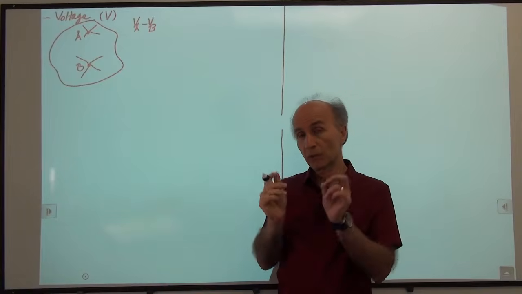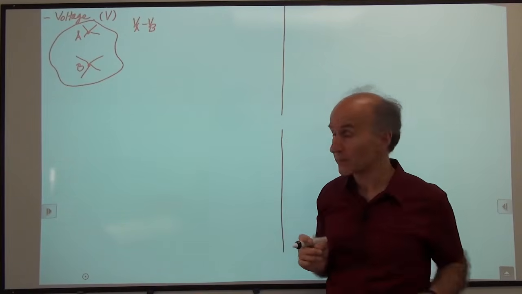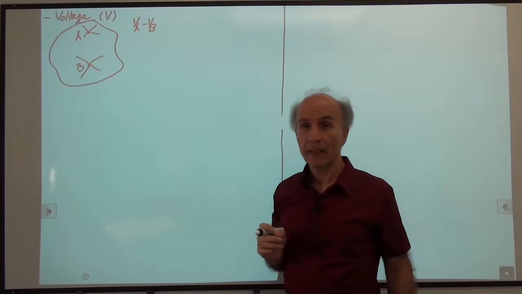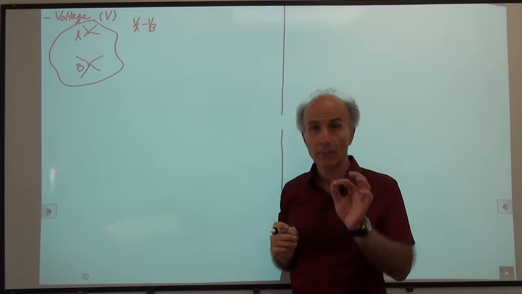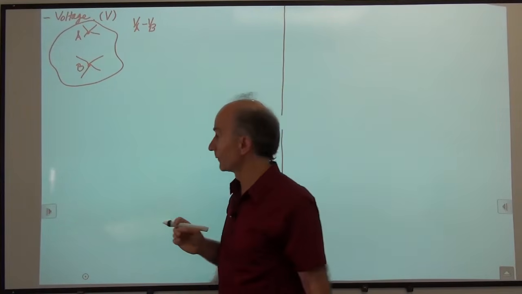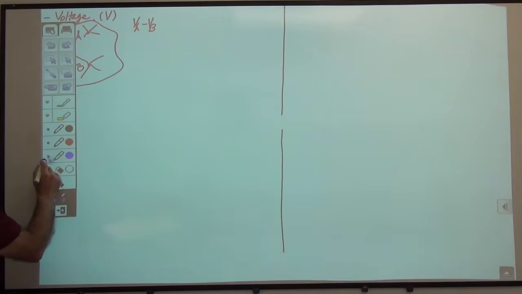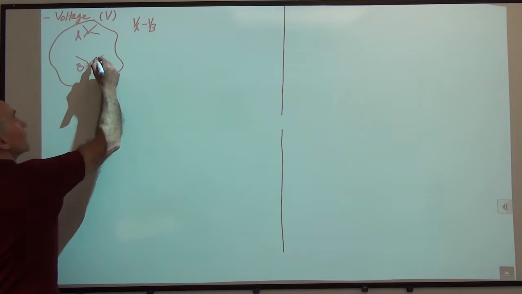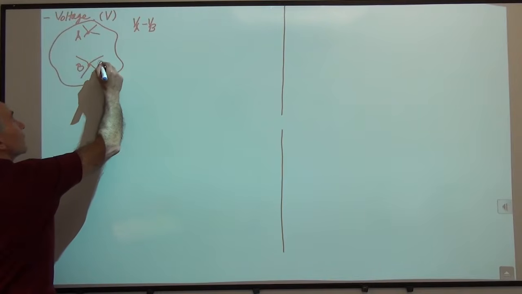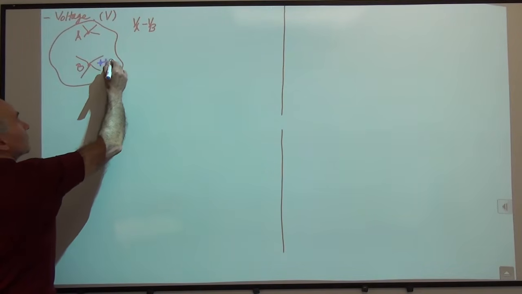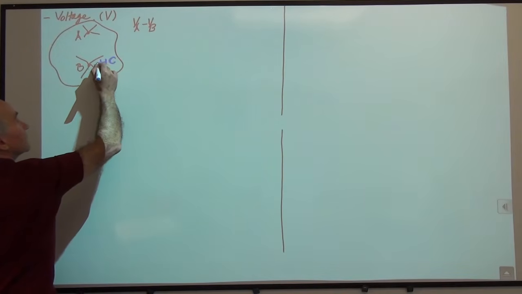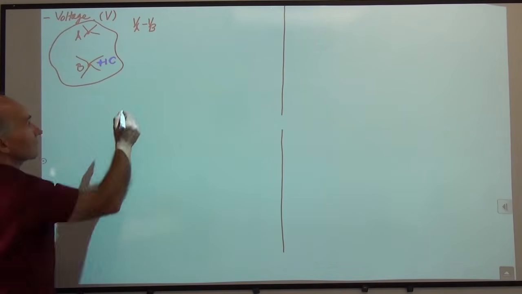All right, so this voltage difference is defined as follows. We will take a unit positive charge. Let's change the color here to blue. We'll take a unit positive charge, so plus 1 coulomb. So this is Q.